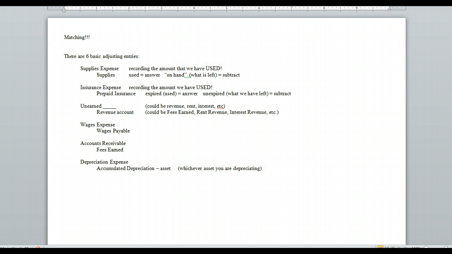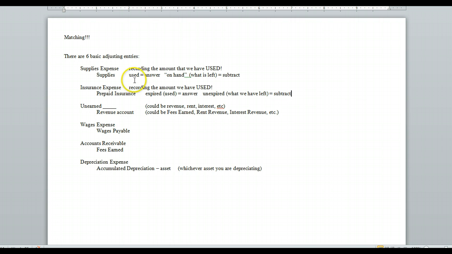So we started with $2,400. Now we have $1,000. Well, apparently we used up part of that insurance, correct? How much did we use up? Well, the difference between 2,400 and 1,000, we subtract. And the difference would be how much we have used.